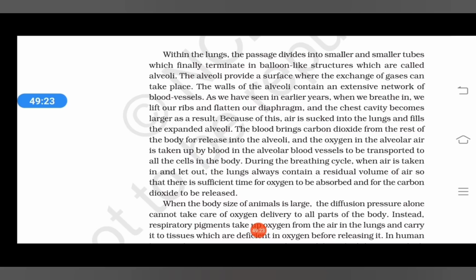When we breathe in, we lift our ribs and flatten our diaphragm, and the chest cavity becomes larger as a result. Because of this, air is sucked into the lungs and fills the expanded alveoli. Blood brings carbon dioxide from the rest of the body for release into the alveoli, and the oxygen in the alveolar air is taken up by the blood in the alveolar blood vessels to be transported to all the cells in the body.